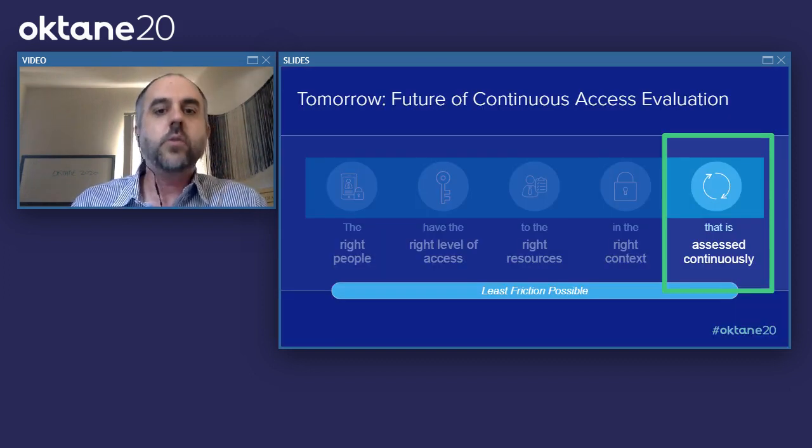So where do we want to go? We want to move to more of a continuous access evaluation model, where the access is not static, but more continuously evaluated.